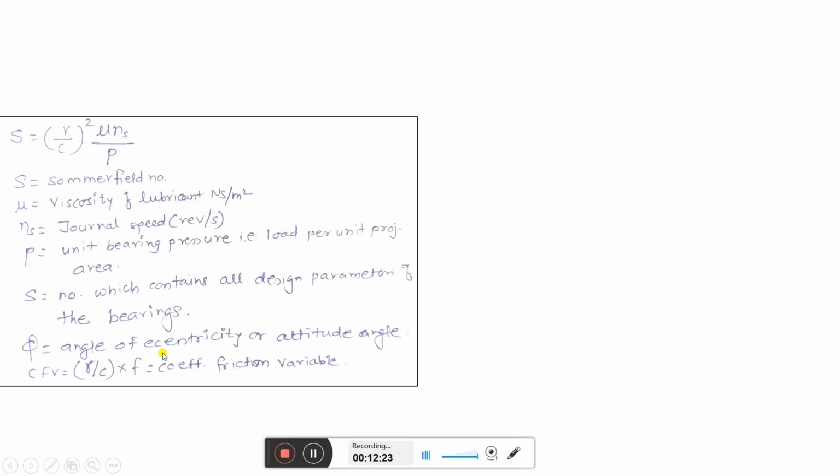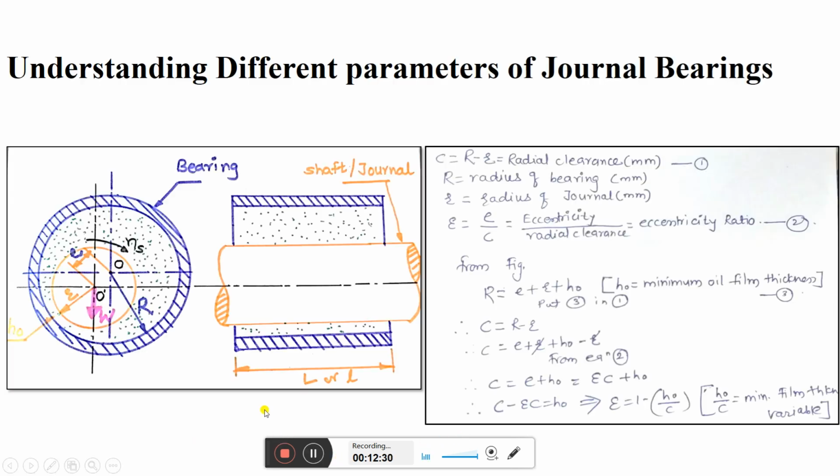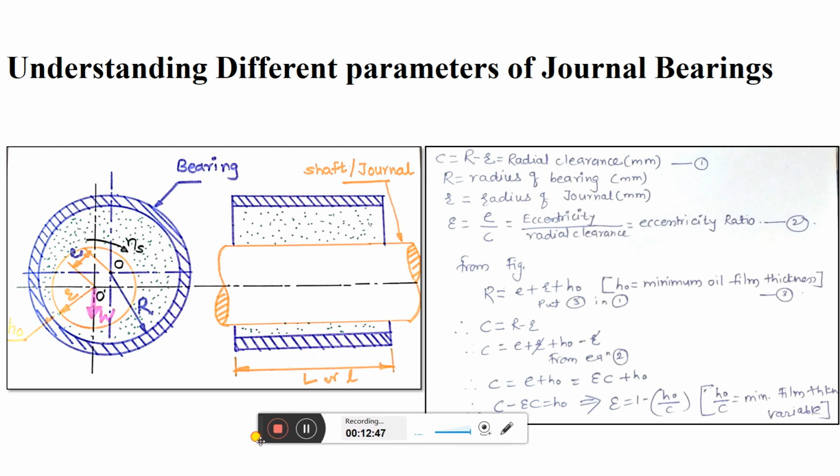Now phi is the angle of eccentricity or attitude angle. So where this angle is, I forgot to mention. In this case, this angle is between the line where you are getting minimum h0, that is minimum oil film thickness, and the vertical line. Okay, so let me mark this angle. I forgot to mention that angle here.